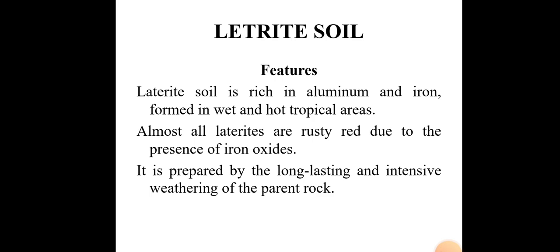The next is lateritic soil or laterite soil. Laterite soil is rich in aluminium and iron, and is formed in wet and hot tropical areas. Almost all lateritic soil is rusty red due to the presence of iron oxide. Like red soil, lateritic soil also contains iron oxide. It is formed by long lasting and intensive weathering of parent rock.